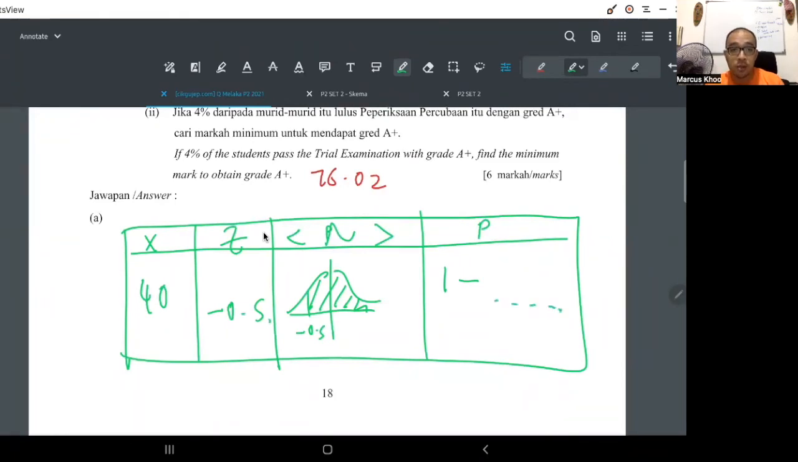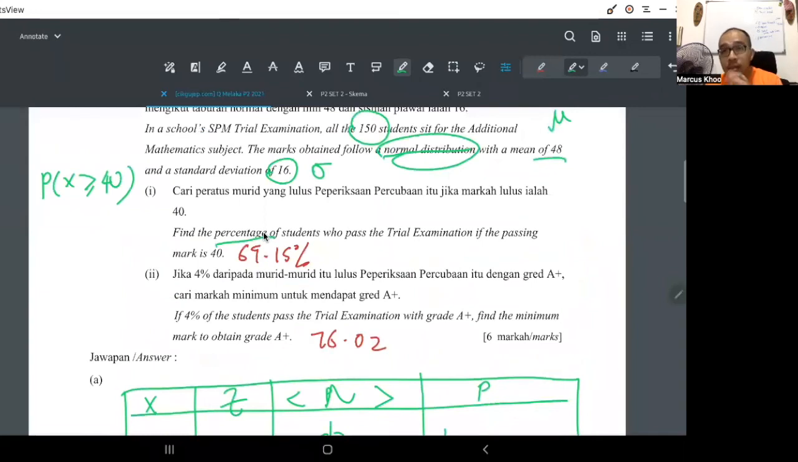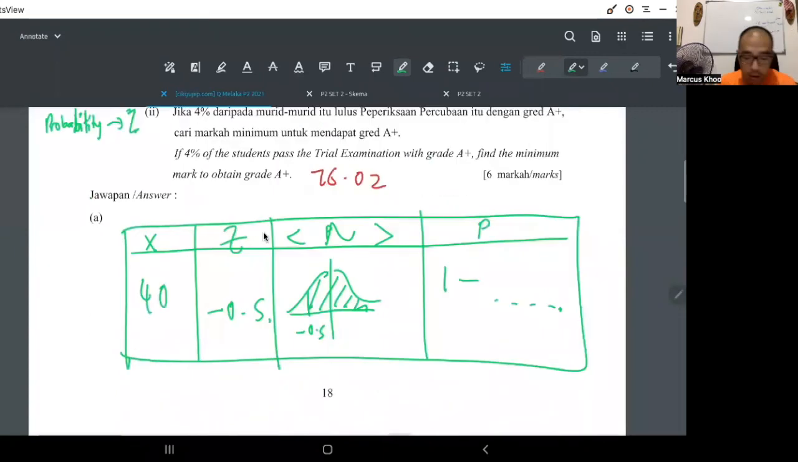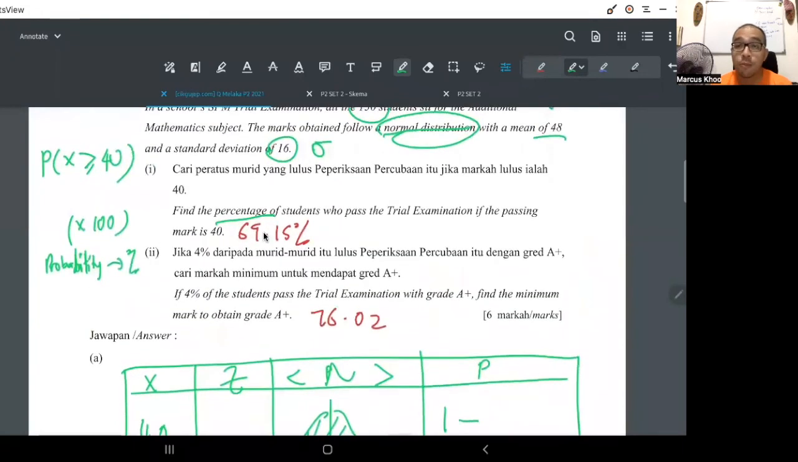Okay, so you should be able to get this one and then change it to percentage. How do you change probability to percentage? Just multiply 100. Okay, probability change to percentage. Just put 100. Okay, answer is 0.6915 lah, so it becomes 69.15%.